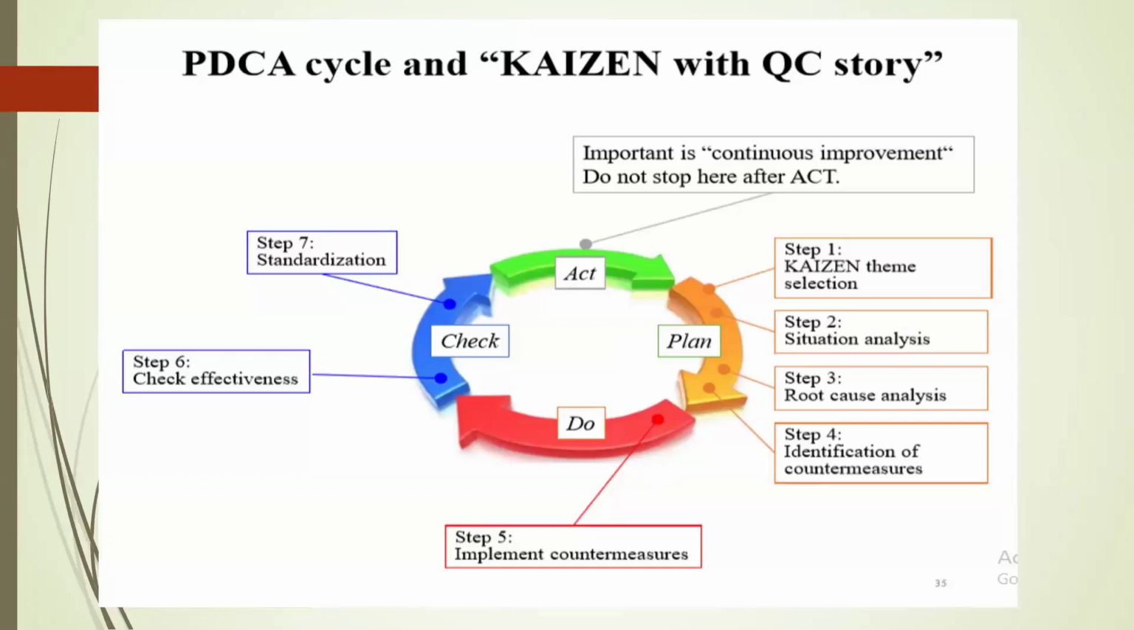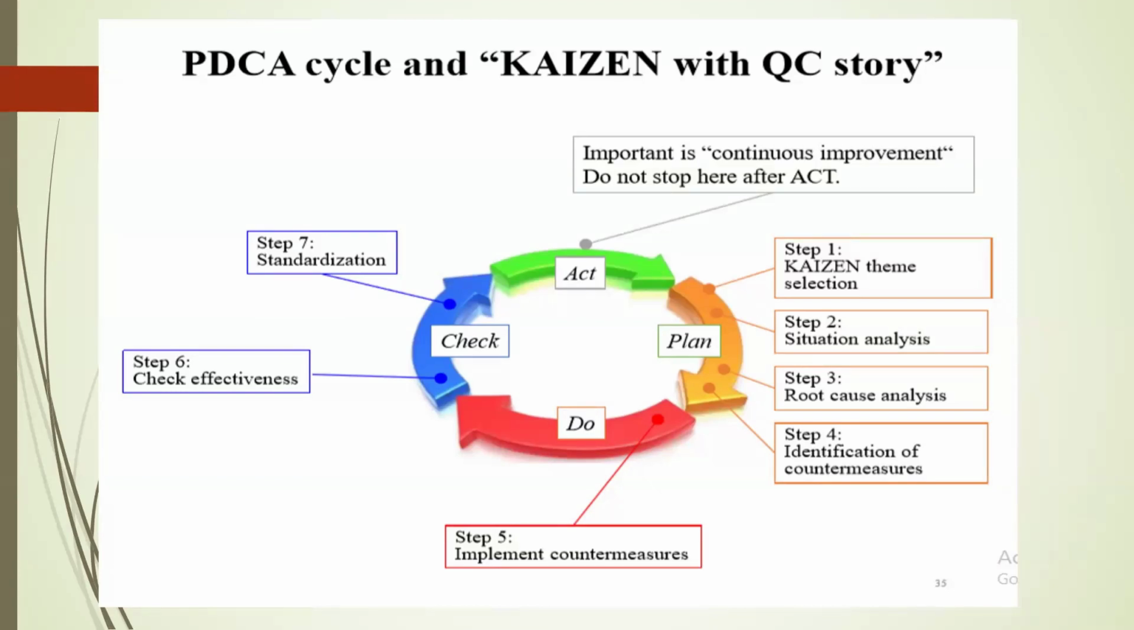So how is the CQI anchored on the PDSA cycle? We have the 7 steps of Kaizen. That is step number 1, 2, 3, and 4, which is theme selection under step 1, situational analysis under step 2, root cause analysis under step 3, and identification of countermeasures under step 4. All these are under planning. You remember I said when you plan, you identify your gaps, you identify your issues, and at the same time, you identify solutions to these issues.